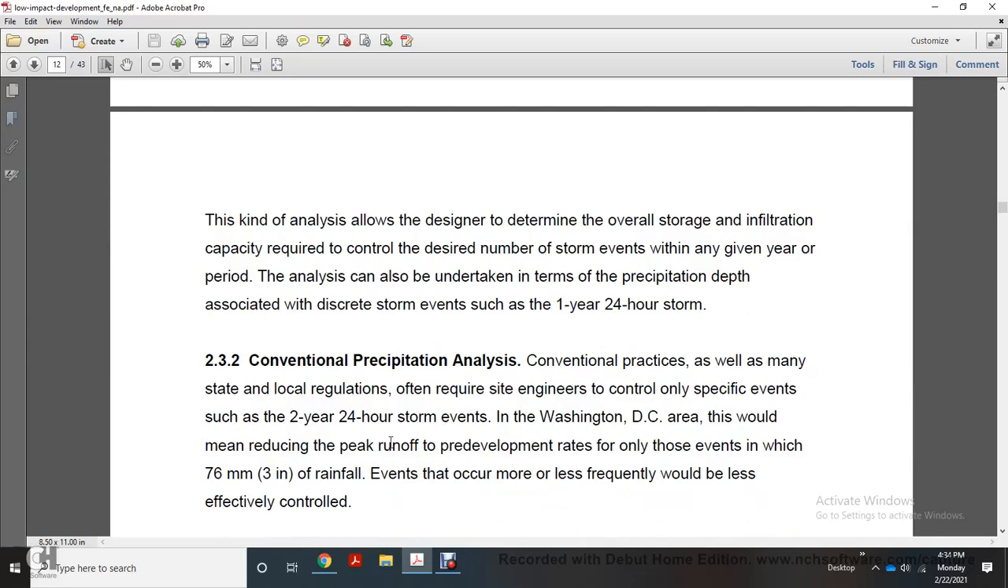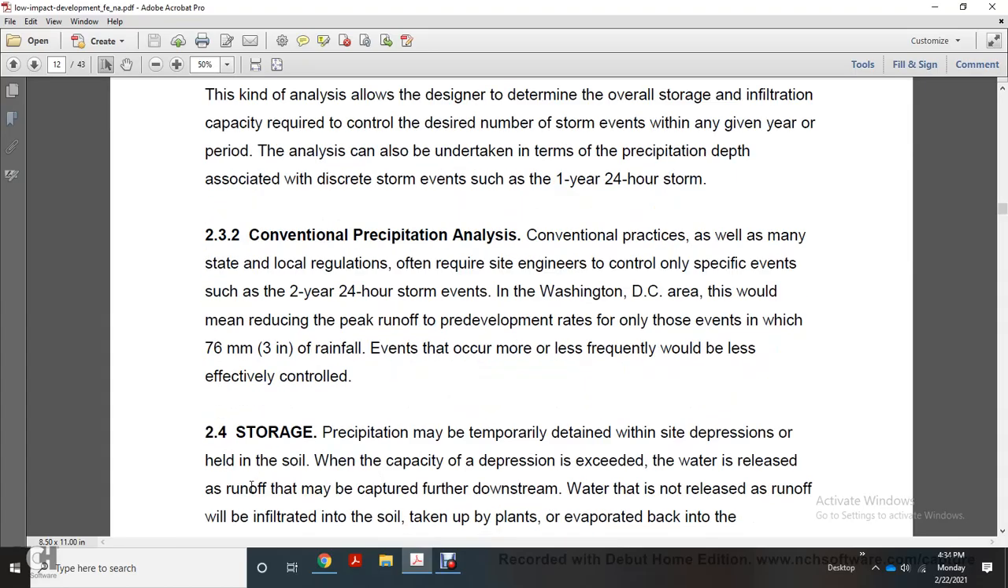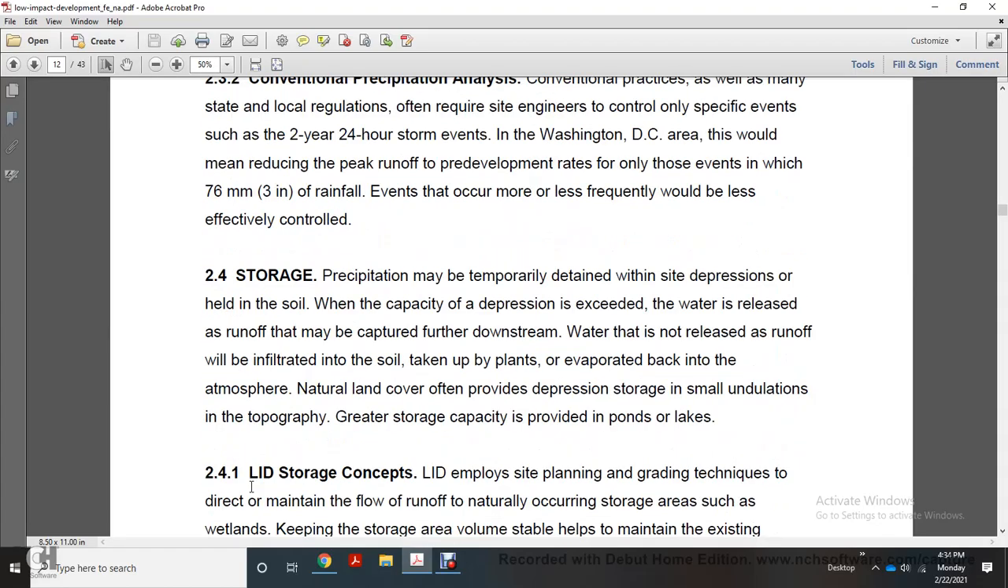This would mean reducing the peak runoff to the pre-development rates only for these events, in which the 3 inches percentage of rainfall events that occur more or less frequently would be effectively controlled. Storage. Precipitation may be temporarily detained when the site's depression holds water within the soil with the capacity for the depression to be exceeded, with the water released as runoff of the captured water further downstream.